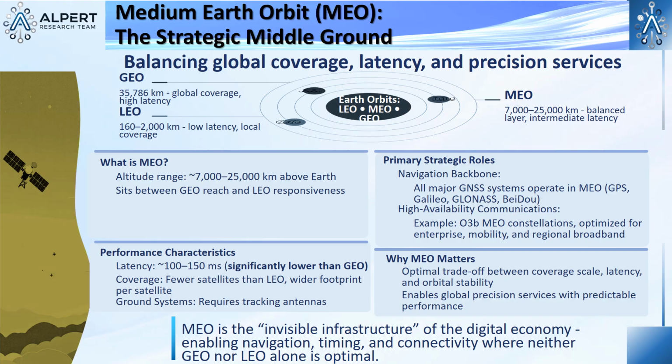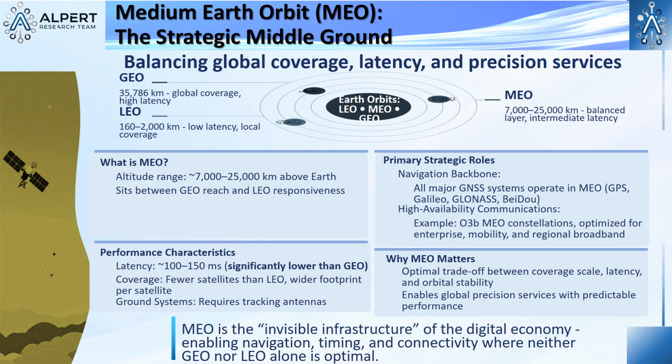Moving inward from GEO, we find MEO. Medium Earth orbit, or MEO, spans a wide altitude range, generally from 7,000 to 25,000 kilometers. MEO constellations, like those used by O3b, offer a balance. They provide better coverage per satellite than LEO, and they offer significantly lower latency than GEO, around 100 to 150 milliseconds, but they still require tracking antennas.